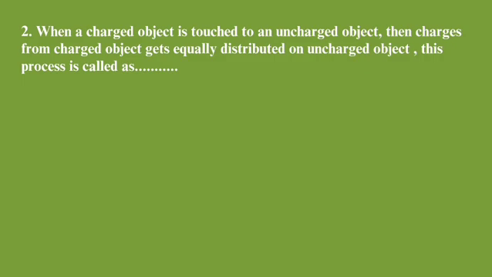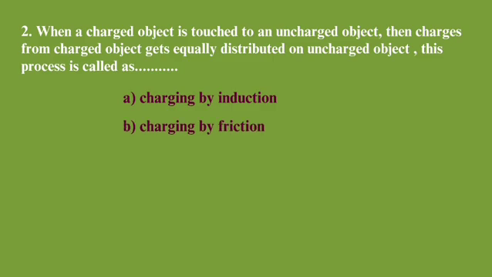2. When a charged object is touched to an uncharged object, then charges from the charged object get equally distributed on the uncharged object. This process is called: A. Charging by induction. B. Charging by friction. C. Charging by conduction. D. Charging by electricity.